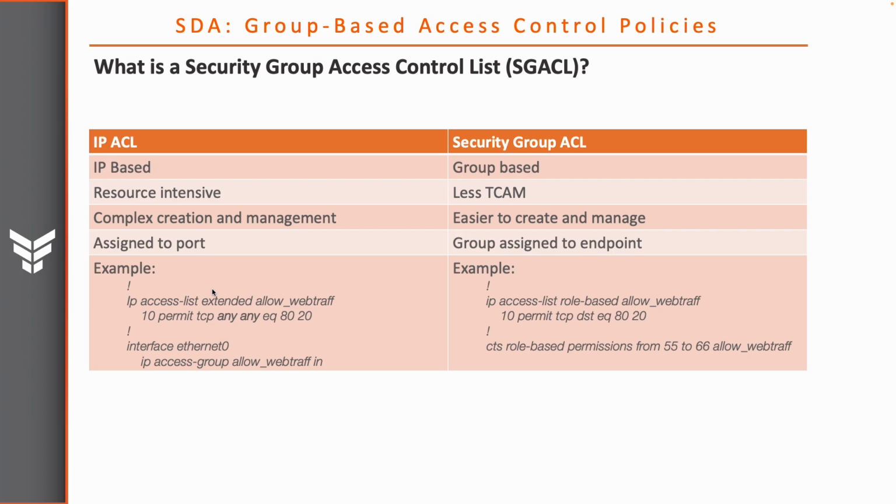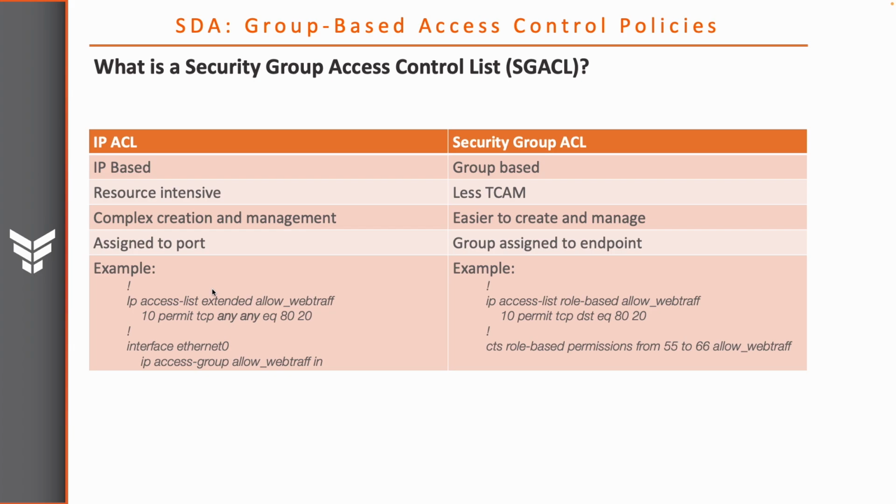And the Security Group ACL uses less TCAM. It's not having to track the endpoints and assign ACLs to particular ports. It's just looking at group membership of the endpoints. IP ACLs can be very complex to create and manage. And in Security Group ACLs, because of the interfaces that we have available, we can very easily create these policies. They're easy to manage. We can take a quick look in the dashboard and easily see what's going on.